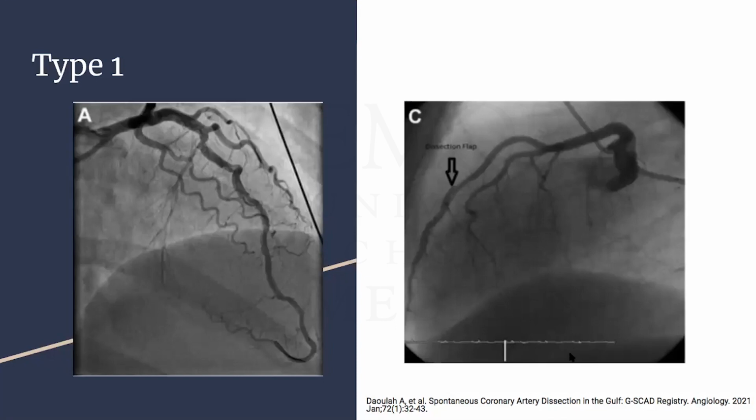Looking at these additional images, you can see here a dissection of the LAD with an intimal flap starting from the proximal segment and extending to the distal segment. And here again shows a dissection flap in the LAD on the right. These are also examples of those multiple radiolucent lumens that categorize these lesions as type 1 SCAD events.